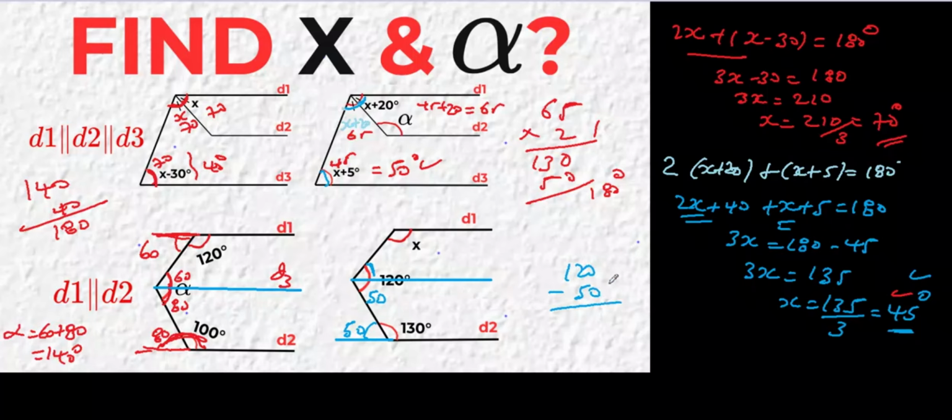How much will it be? Just 70 degrees, right? So that means this one is 70 degrees. If this one is 70 degrees, that means this one is also 70 degrees. So to find x, x means 180 degrees minus 70 degrees. So it will be 110, right? 110. So that means the x value will be 110 degrees. This one is 70, and here also 50 plus 130, it is 180 degrees.